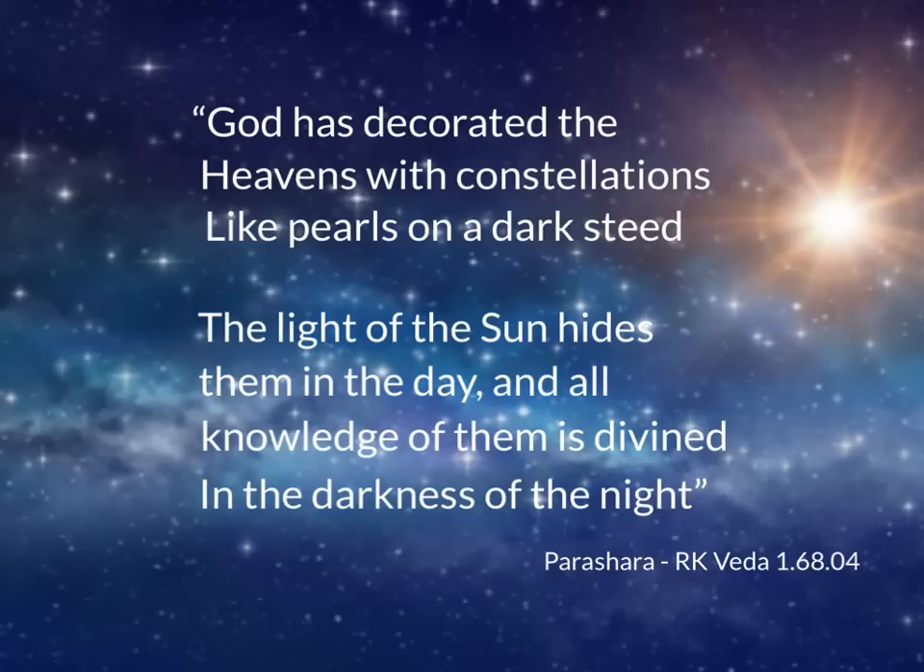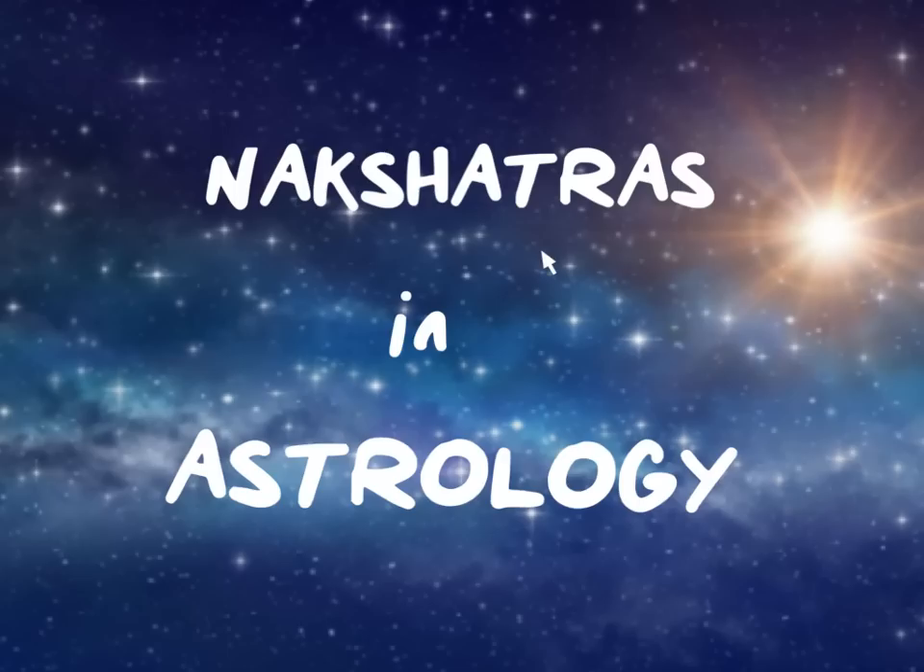Parashara has written, God has decorated the heavens with constellations like pearls on a dark steed. The light of the sun hides them in the day, and all knowledge of them is divined in the darkness of the night. The word nakshatra actually means protecting the night from destruction. What is being protected from destruction? Our minds, because these nakshatras are moon ruled, because the moon is the lord of the night sky, and only in the night sky do we see these constellations.